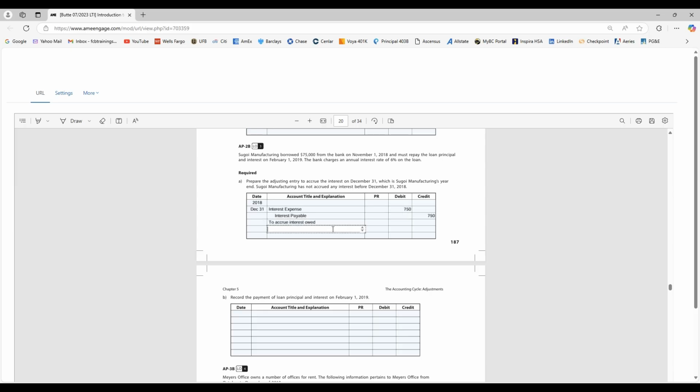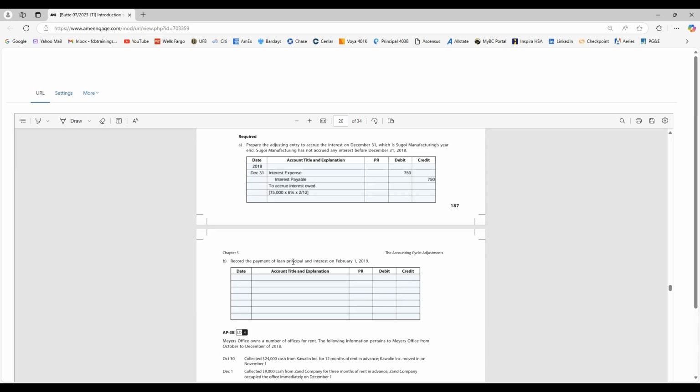Just to illustrate the point, if it's helpful to see it, we could have $75,000 times 6% times 2/12 to get us our total of $750. Okay, and then in the next section, we need to record the entry for the payment of the loan and the interest on February 1st, 2019.